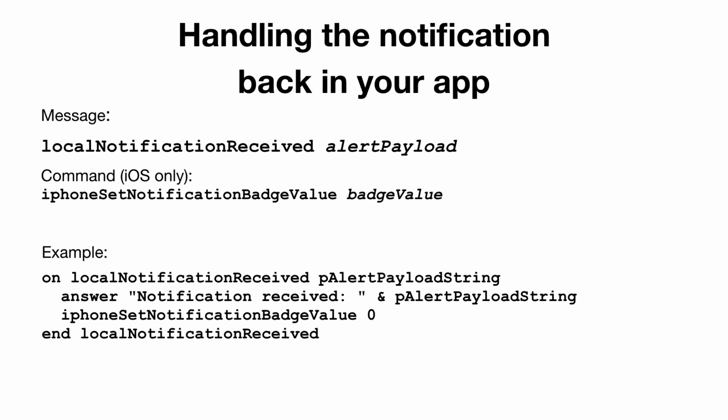Now you notice also that I've included an example of using the iPhone set notification badge value command. Again, it's an iOS only command, and you can use that to reset that back to 0 once the user has responded to the notification. And again, this appears to happen automatically in Android apps, whereas in iOS they are explicitly controlled by commands.